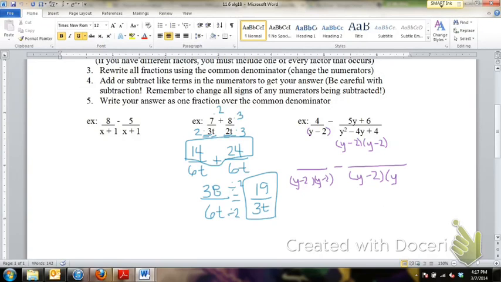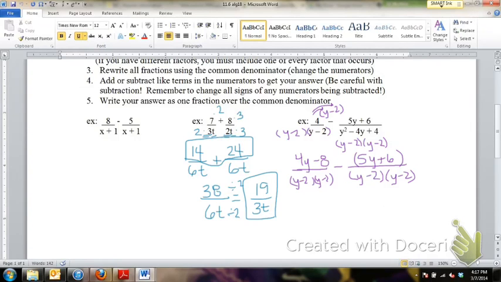So now I have to rewrite my fractions. Now the second fraction I didn't do anything to. But I am going to put it in parentheses because of the subtraction. The first fraction I only had one of the y minus 2's. I put another one in. So again, whatever you put in the bottom, you need to put into the top. So I'm going to distribute there and get 4y minus 8.